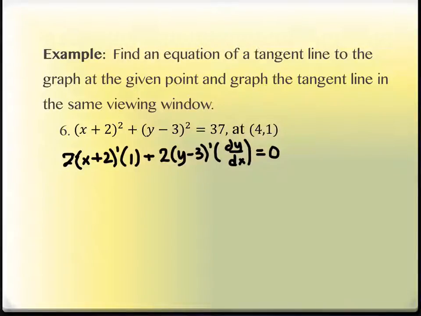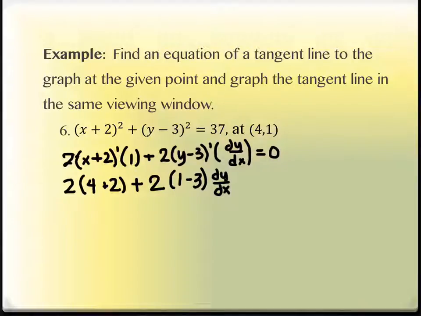This one's really nice because I've got 4 and 1 to plug in. There's no trig in it, no angles to worry about, right? x is 4, y is 1. So this is 2 times (4 plus 2) plus 2 times (1 minus 3). Don't lose your dy/dx. dy/dx equals 0. All right, so what's the first piece? What's 2 times (4 plus 2)? 12. Okay, good.